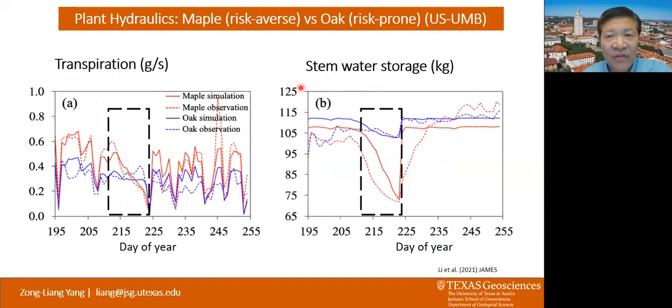The modeling framework is also able to distinguish two different species, like the oak species, which is risk prone, and the maple species, which is risk averse. So you can see transpiration and stem water storage for the two species are captured really well by the modeling framework across this dry down period, when soil moisture is subject to a dry down.